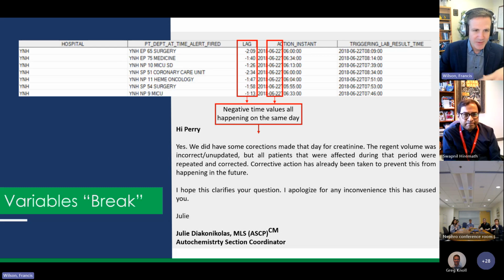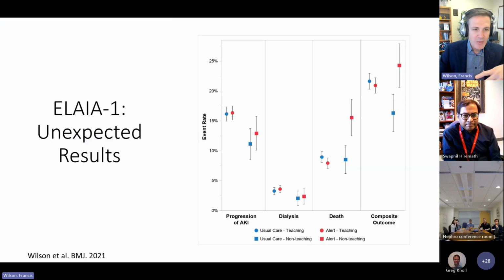It's worth remembering that. Okay, results. So our primary outcome was a composite of progression of AKI, dialysis, and death, which you can see here. I'm showing you the absolute event rate. These aren't on the relative risk scale. This is just absolute event rates.